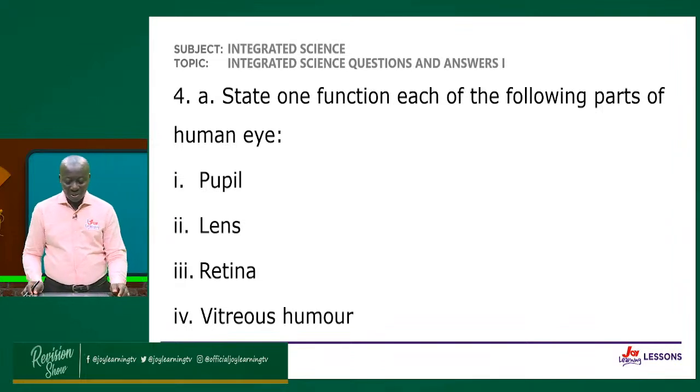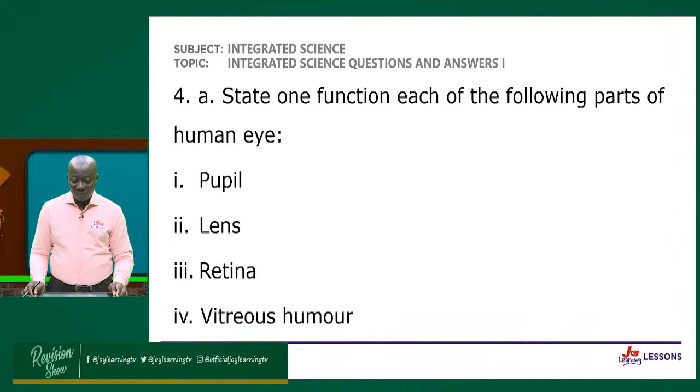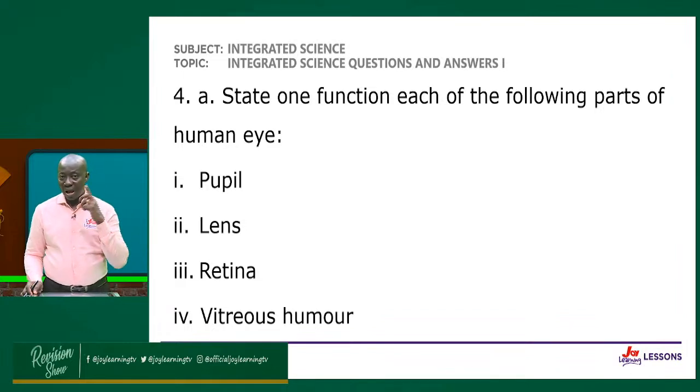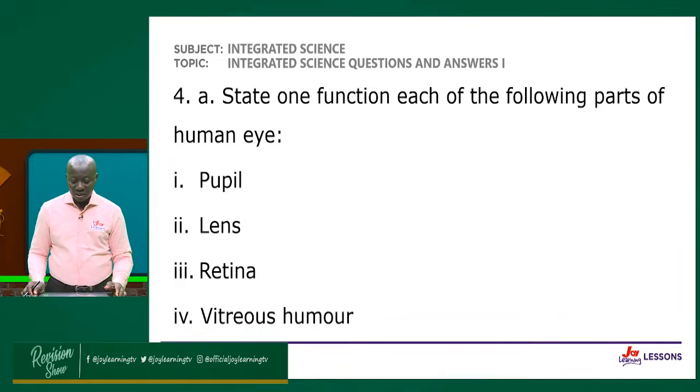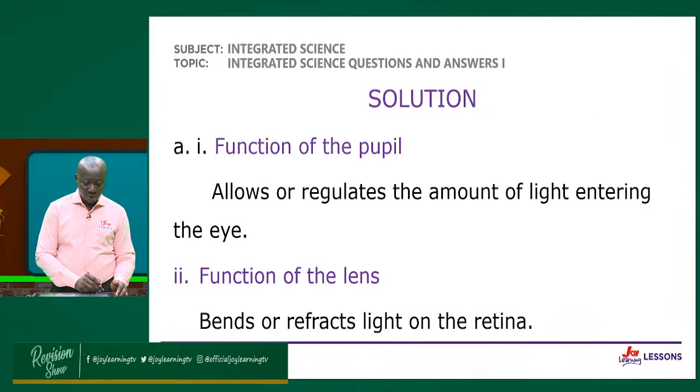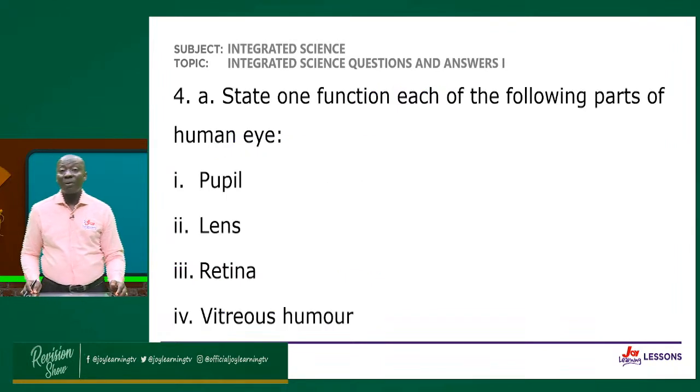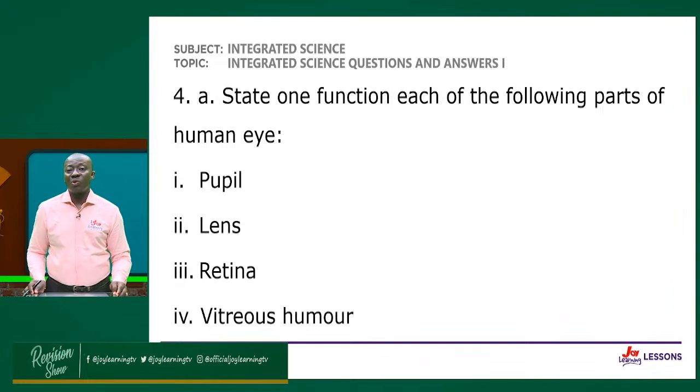question number four. Question number four simply says: state one function each of the following parts of the human eye. So the first two questions were on light, this one is on the human eye. State one function of each of the following parts of the human eye: the pupil, the lens, the retina, and the vitreous humor.